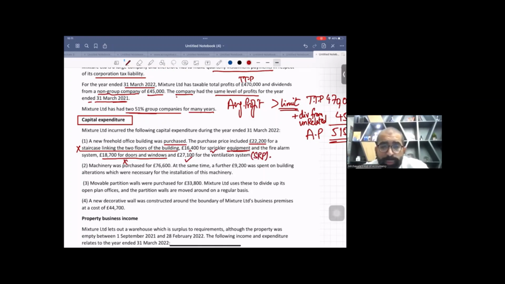So from this first paragraph, what to include? Staircase, not plant and machinery, it's part of the building. The equipment, the fire alarm equipment, yes, it's plant and machinery. Doors and windows, never. Doors and windows are part of the building. You can search on Google as well. 27,100 ventilation system, yes, it's plant and machinery, and you have done in your basic course that it comes in SRP.